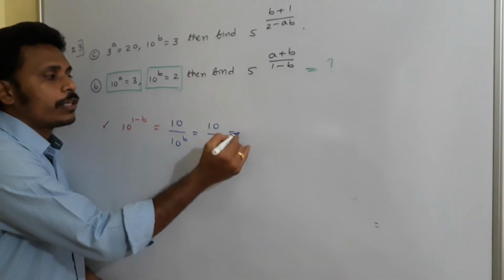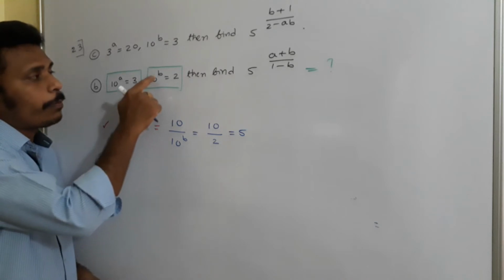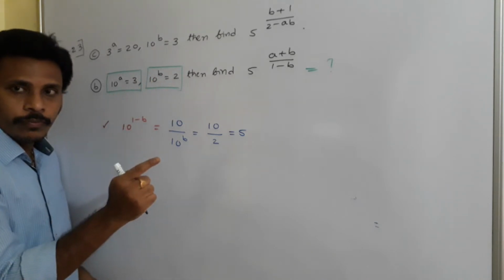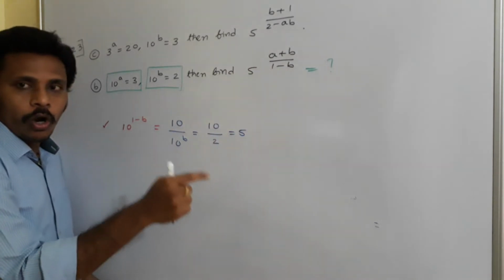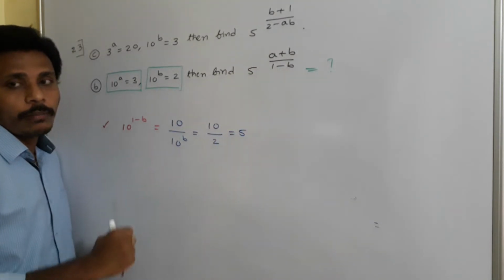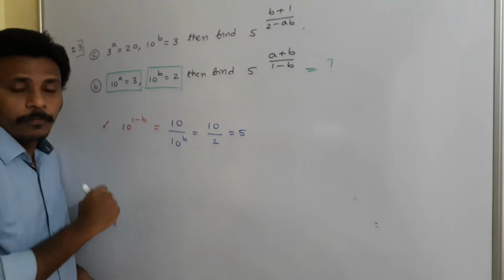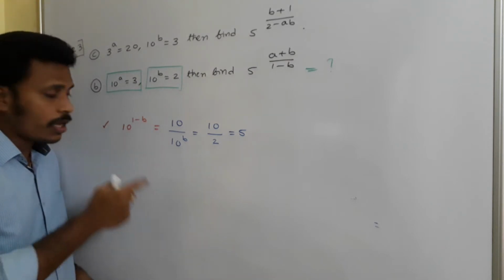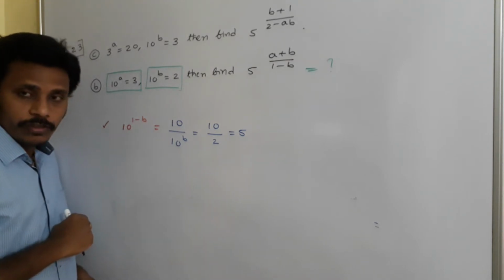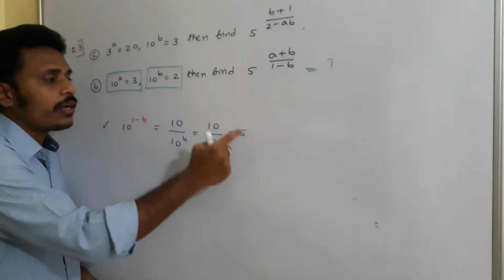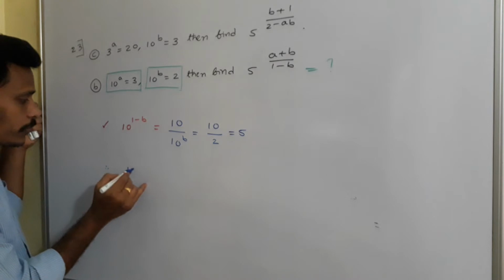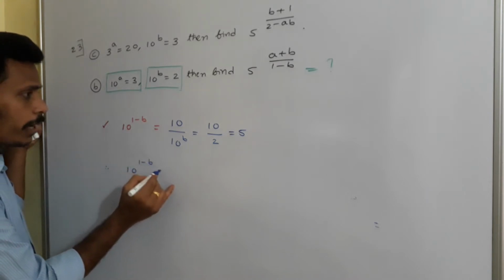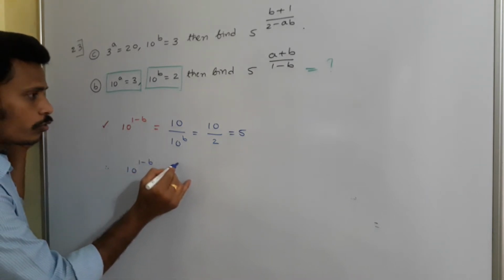10 by 2 is how much? 5. 10 power b is given as 2. I need this particular value. There 1 minus b is involved. So I need to prepare that 1 minus b using this 10 power b. In the way of preparation, I am starting my discussion with 10 power 1 minus b. I got its value as 5. So finally what do I have? Therefore, 10 power 1 minus b is equal to 5.